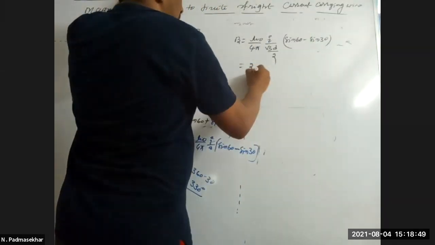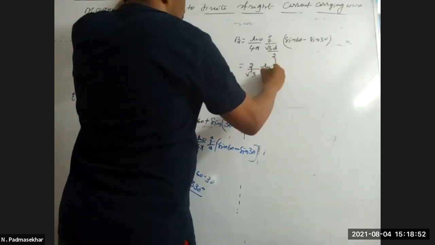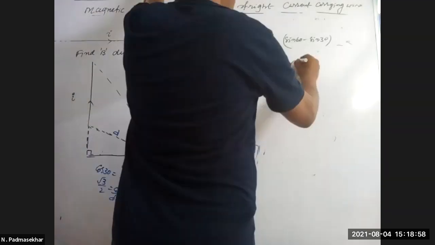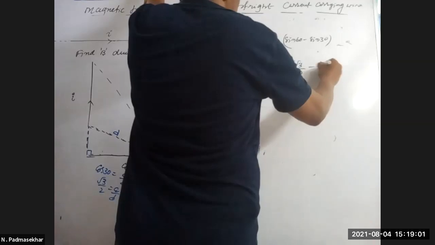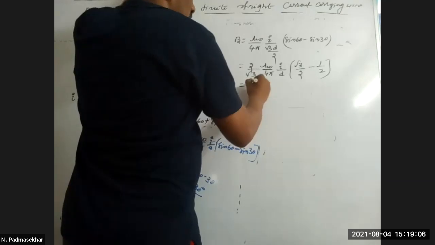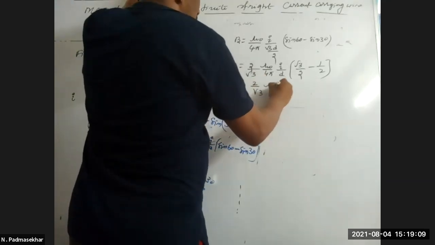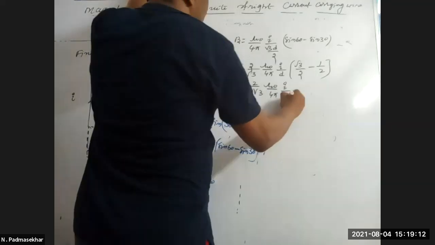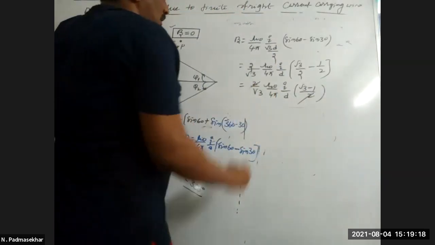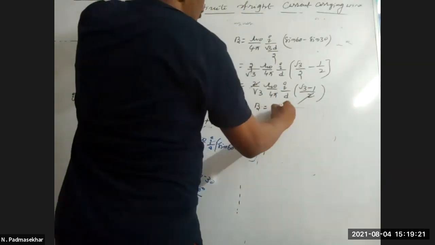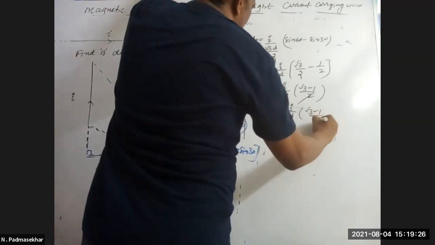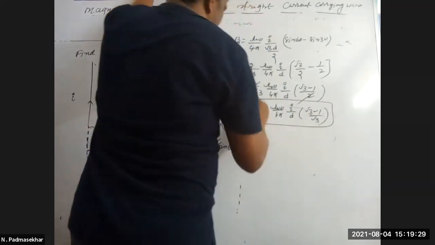This is equal to 2 by root 3, mu naught by 4 pi, I by D, into sine 60, which is root 3 by 2, minus sine 30, which is 1 by 2. So this is equal to 2 by root 3, mu naught by 4 pi, I by D, into root 3 minus 1 by 2. This is cancelled. So B is equal to mu naught by 4 pi, I by D, into root 3 minus 1 by root 3.